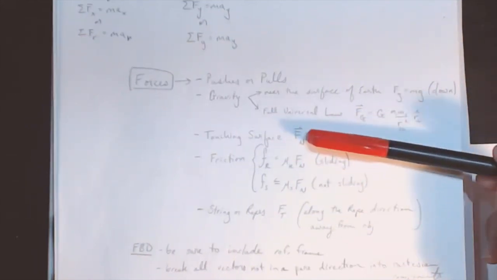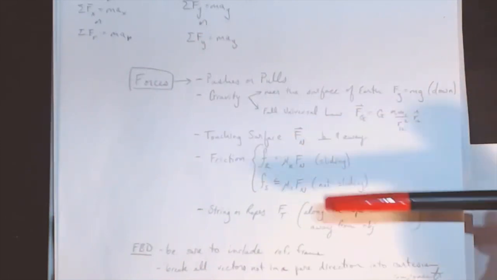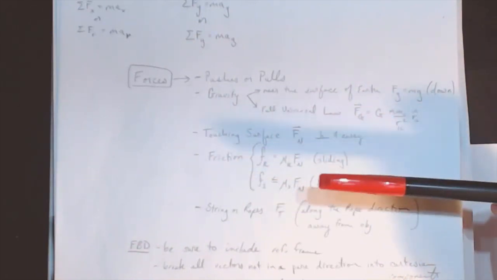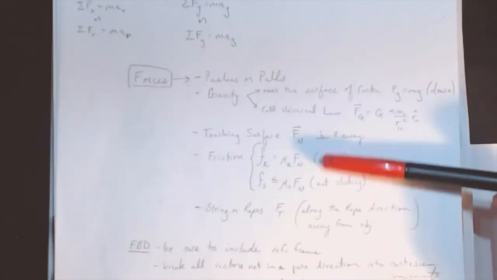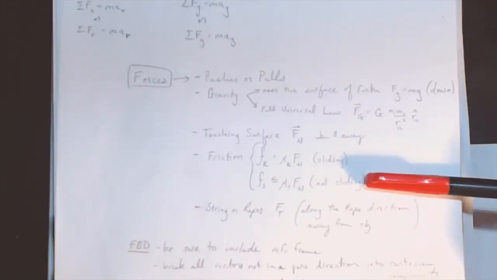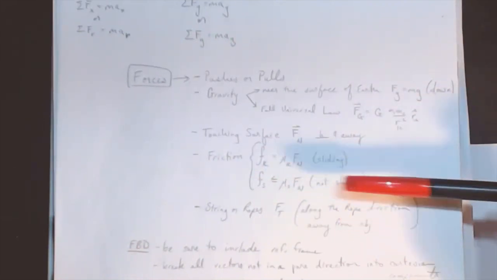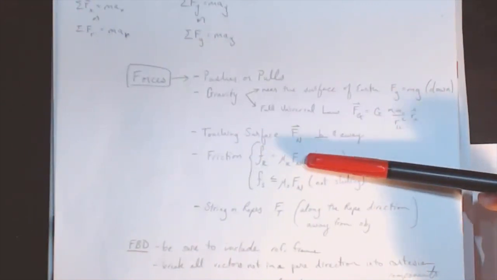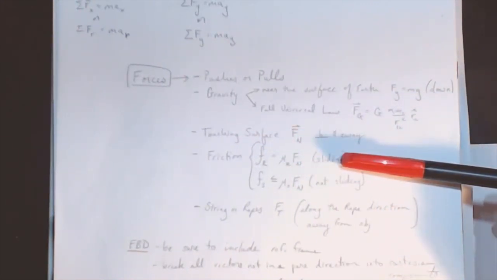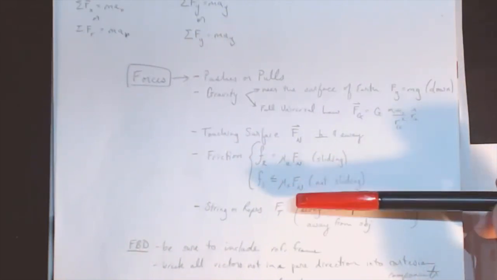If your object's touching a surface, make sure you include a normal force. Point it perpendicular and away from that surface. Friction, you've got kinetic and static to choose from. You would never have both in the same direction because it's either sliding or it's not sliding. It can't be sliding and not sliding in one direction at the same time. So remember, your static friction is less than or equal to your kinetic friction. You can always plug in the value in terms of its coefficient of kinetic friction and the normal force. But the static is going to be up to its maximum value.